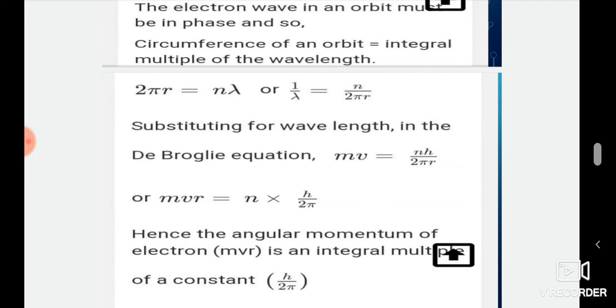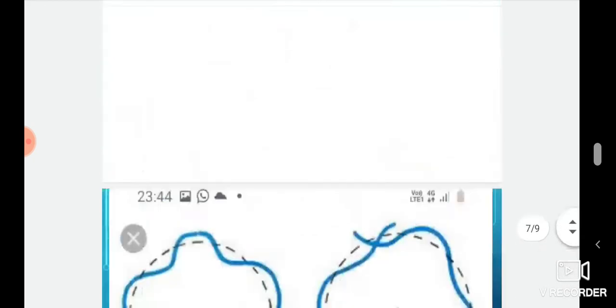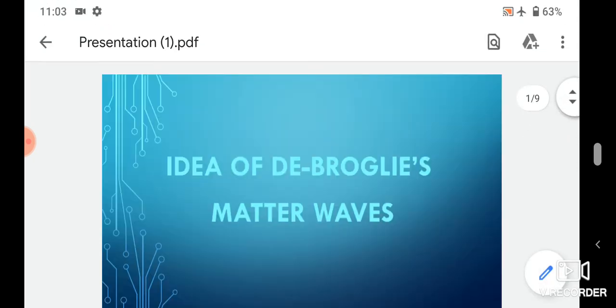Now substitute the value of the wavelength in the de-Broglie equation. We get mv equals nh upon 2 pi r, or we know that mvr equals n into h upon 2 pi. Hence the angular momentum of the electron, mvr, is an integral multiple of a constant h upon 2 pi. Okay, so let us sum up once again what we have read in this first video.